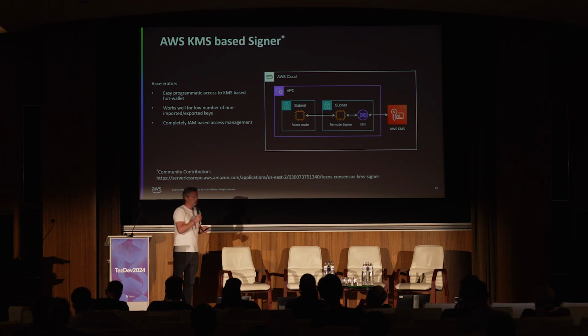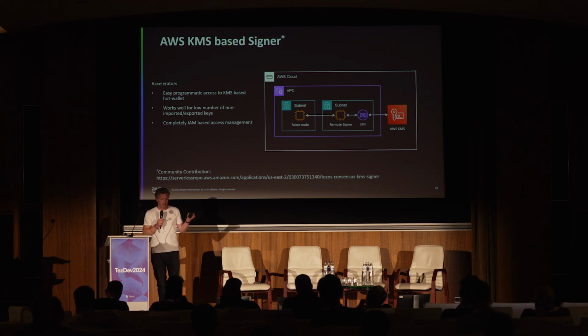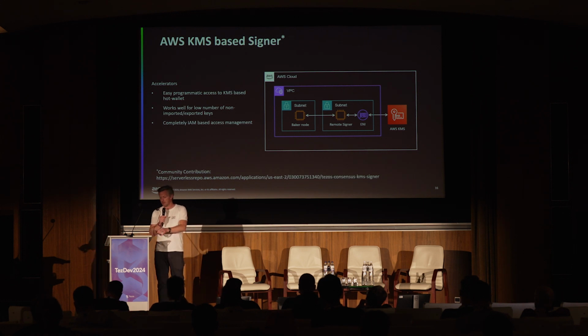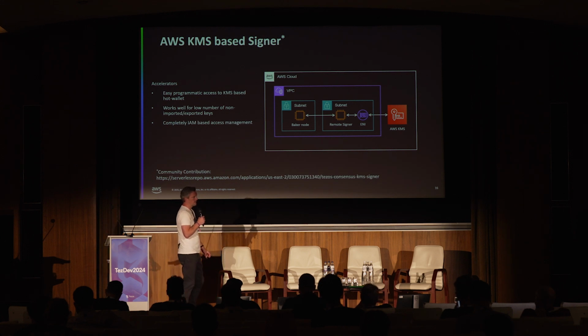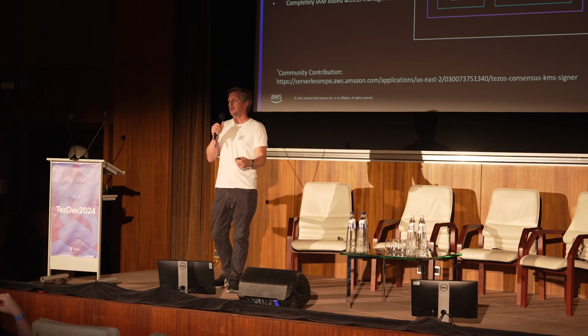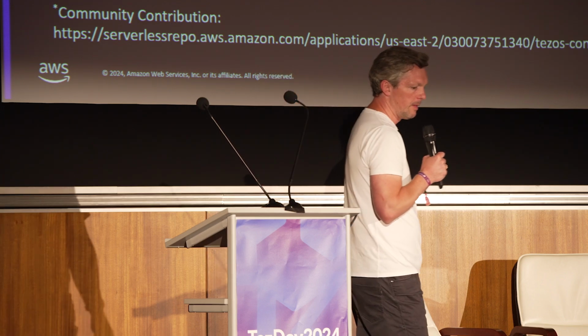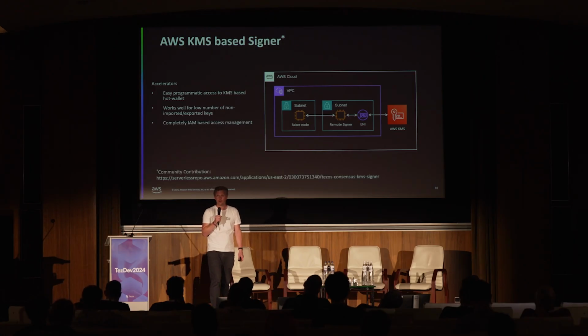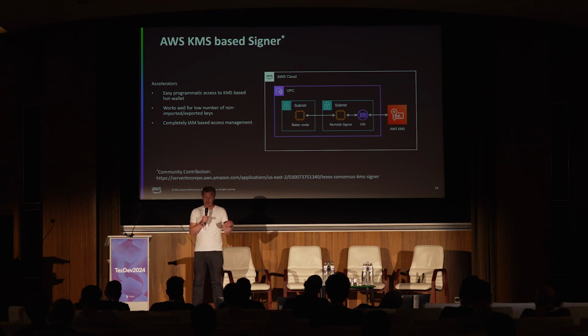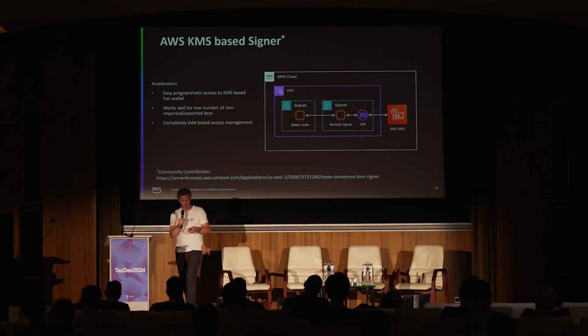Now, if you want to do a baker node, then of course you need a remote signer, and I did mention that before. You want to make sure that the private key that you're using to sign off on that is never available to any external entity. The easiest service to use for that is AWS KMS. That's our key management service that is able to store private keys for you and even sign a payload with these private keys for you.